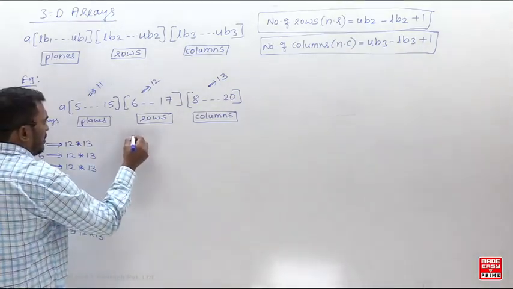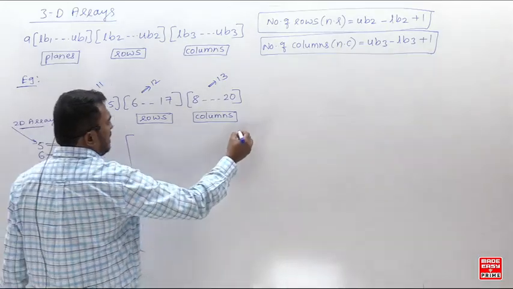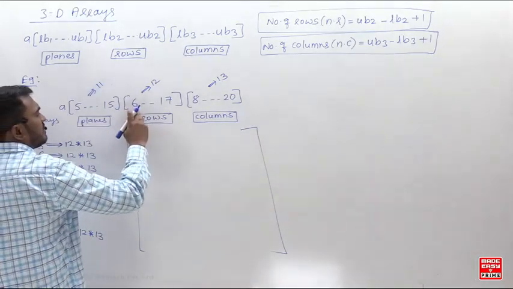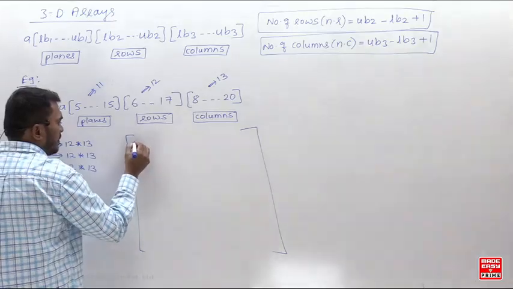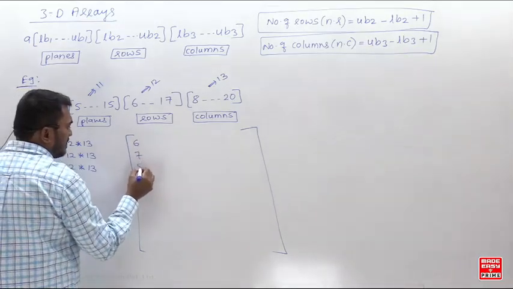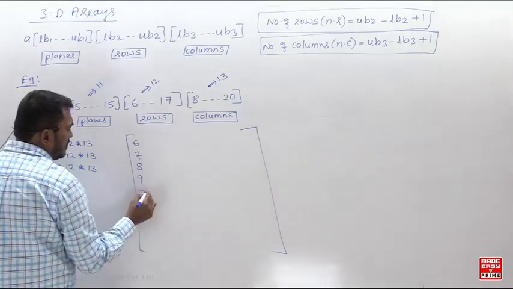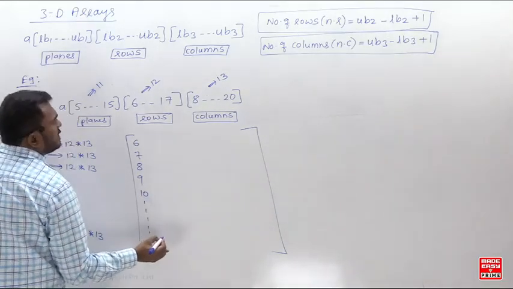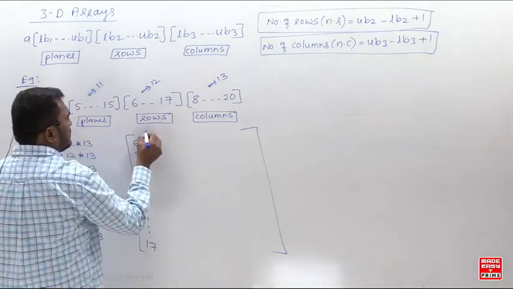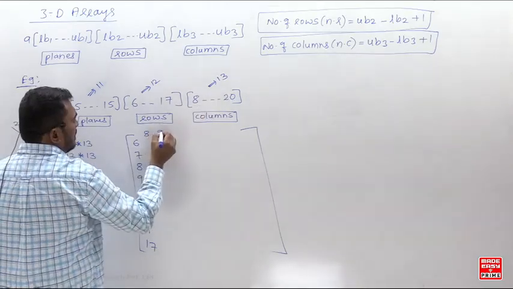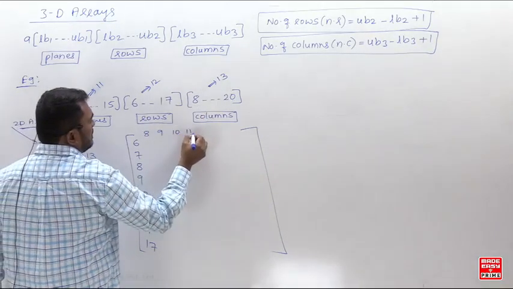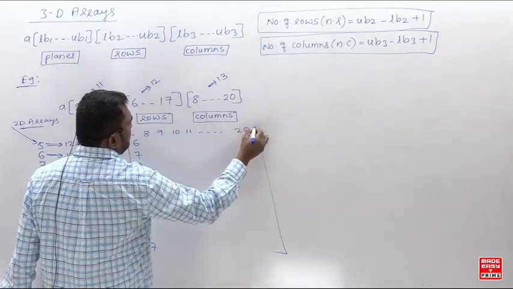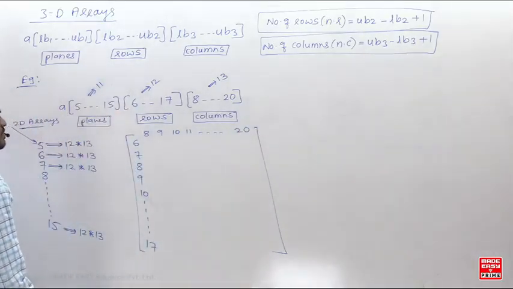And next, now each 2D array, if you observe, in the 2D array, what are the rows? Row numbers start from 6 to 17. Look at your row number 6, 7, 8, 9, 10. So like this, 9 to 17. And next, column number starts from what? 8 to 20. 8, 9, 10, 11, till 20. Is that clear? Right.